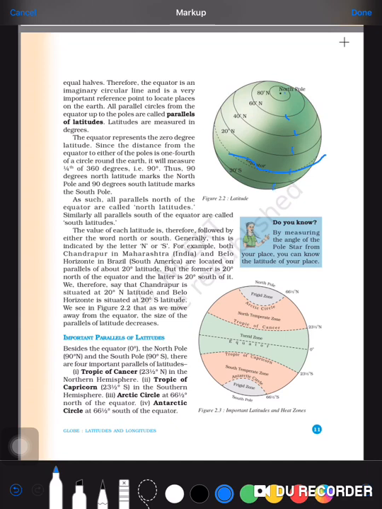Here is the North Pole and downwards is the South Pole. So when these circular lines are parallel to the equator, they are called parallels of latitude. Latitudes are measured in degrees. So these are the degrees which are written here. The equator represents the 0-degree latitude. If you have seen a map, you have seen that on the equator it is written 0-degree like this.